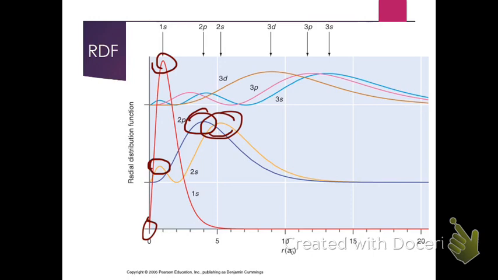So this radial distribution function is what we're going to use to calculate probabilities associated with the electron at specific distances from the nucleus. And these are some calculations that we're going to be carrying out in class.